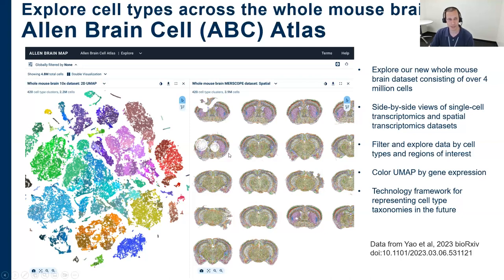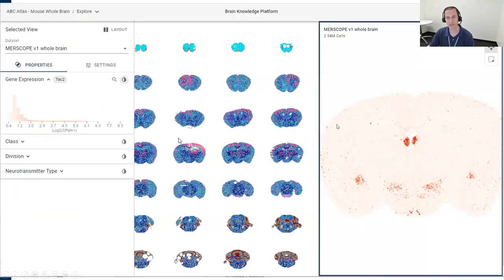So you can color either one of these UMAPs by cell type and either one of these UMAPs by gene. And I think equally important to the really cool mouse data that you can explore here is the fact that there's now a technological framework for representing cell type taxonomies, both now and in the future. And here's just another view of the mouse data where you can see expression of TAC2, and it's really focalized to certain areas in the mouse brain.